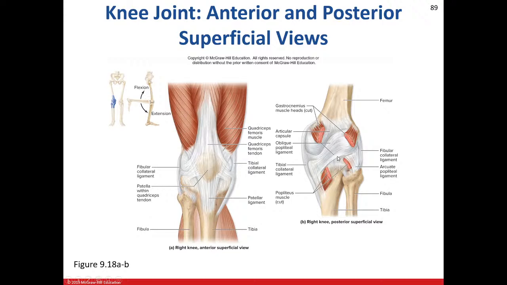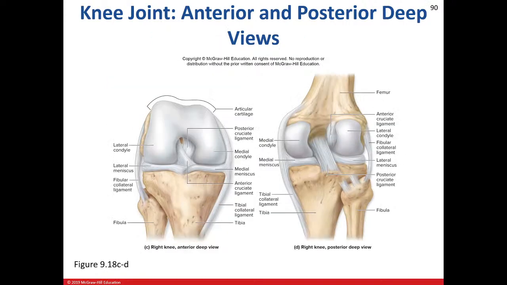We see the oblique popliteal ligament. Remember, the popliteal region is the region posterior to the knee, right? All right, so we see the oblique popliteal ligament. Oblique means running at an angle, okay? And other than that, we see pretty much the same ligaments here.